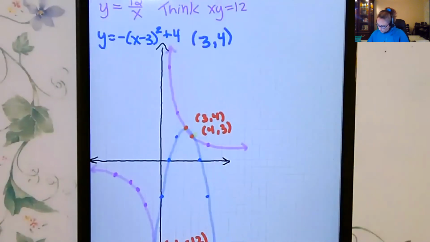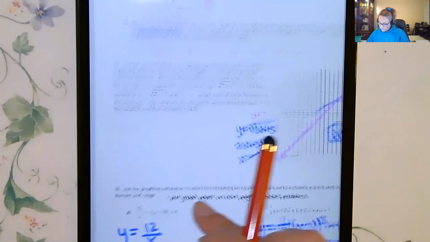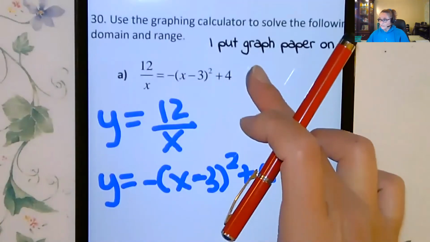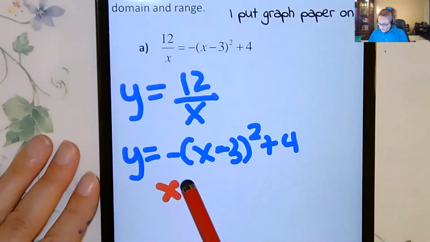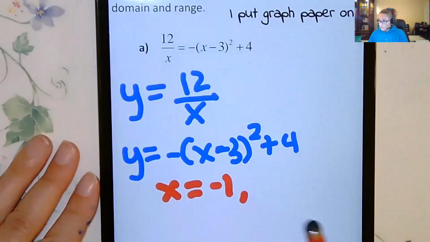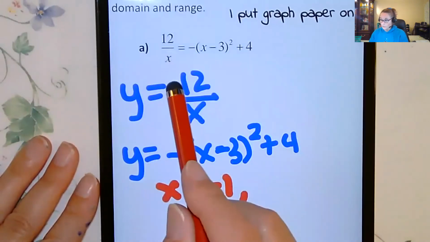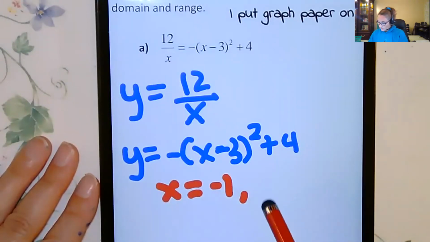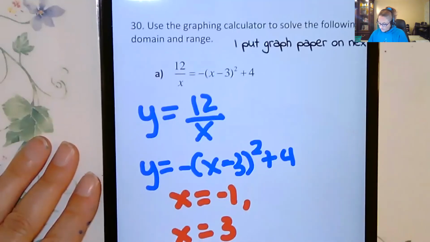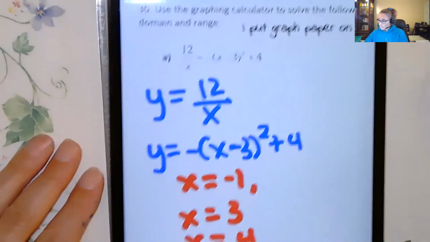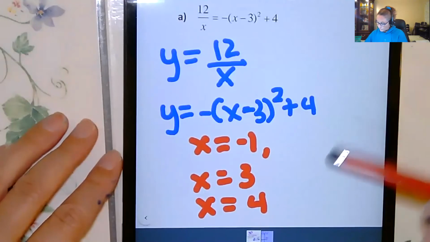The original problem was this. So our answers are going to be x equals -1. We just need the x's. There's no y in this equation, so we only need the x coordinates. x equals -1, x equals 3, and x equals 4. So those would be our solutions.